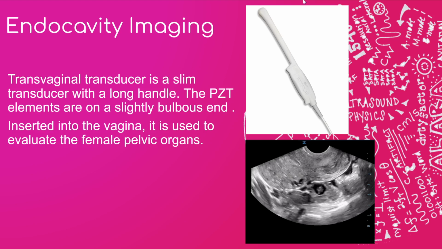What I want to point out about the end of the transvaginal transducer is that this is our footprint here, and it is a very curved footprint. It's also going to have curved elements on it. So you can see in our picture here, we're following kind of what looks like a convex probe, but these are considered microconvex because this is a really tight curve. Because of that, we have a small footprint and then a very large field of view, which is awesome for what we're doing.